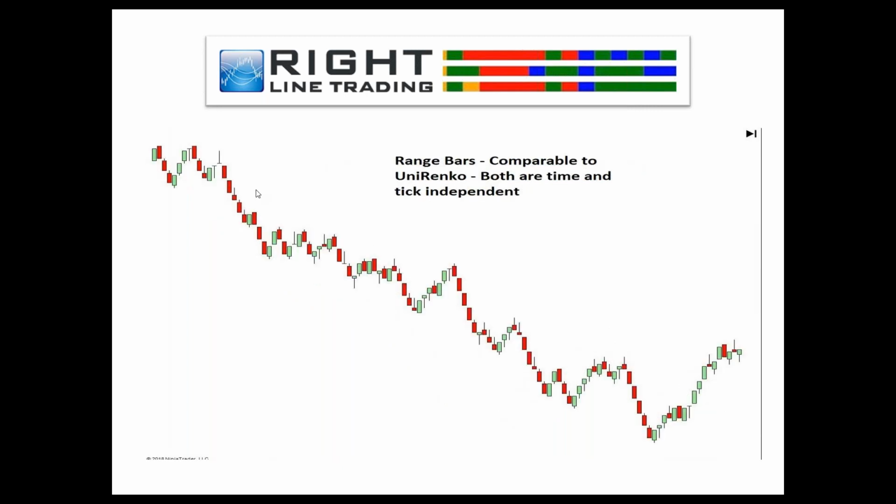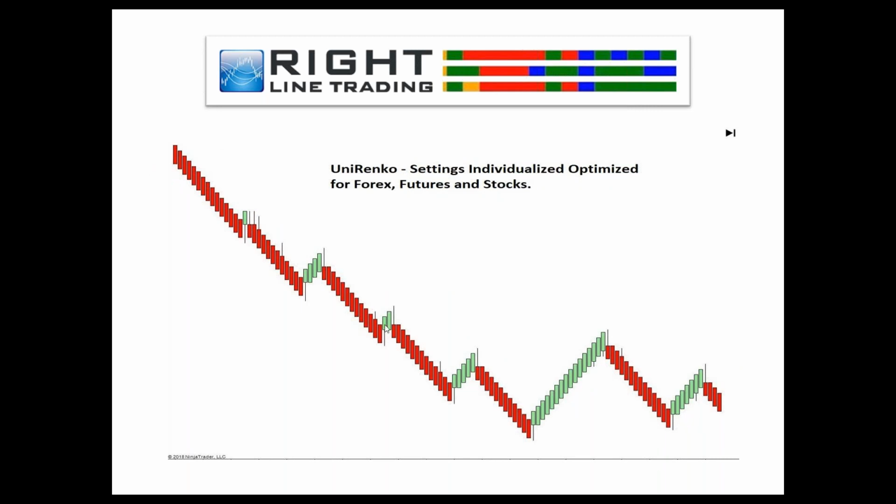And that's the same thing with range. The only thing that determines when a new candle is formed is how far it moves. If it's an 8 range, every 8 ticks or pips or cents, you're going to get a new candle. For Unorenco, the settings are a little more complex, but essentially it requires a fixed amount of movement on the financial market to create a new candle. We optimize all the settings for each of the markets that you're going to trade and each of the time frames you'd like to trade.